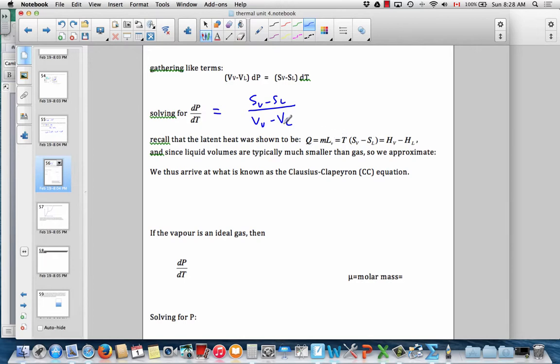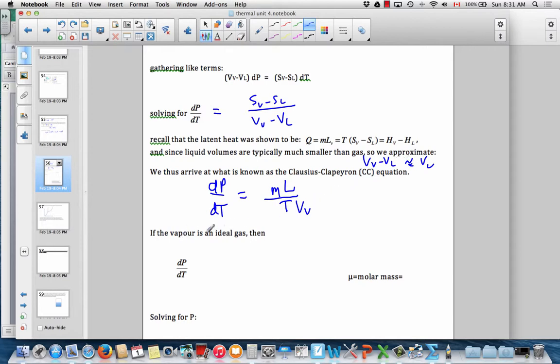We're also going to make the approximation that the volume of the vapor is much bigger than the volume of the liquid, so we're going to drop the liquid volume term. So making those substitutions, we get dP/dT is mL, and that's going to be understood to be the latent heat of vaporization, over T. Right, so that's for the entropy change, mL over T. Then we still have to divide by the volume of the vapor, having made this approximation here.